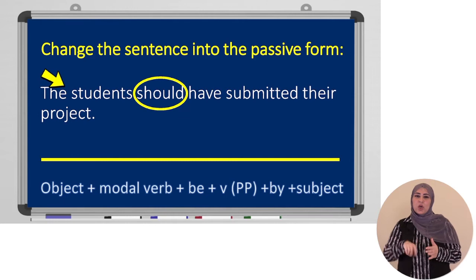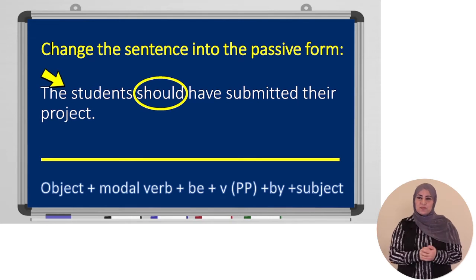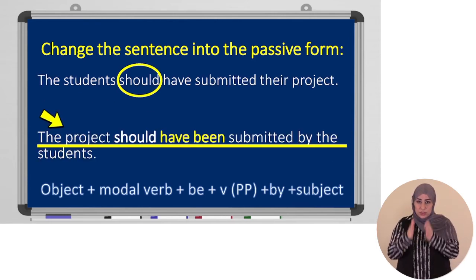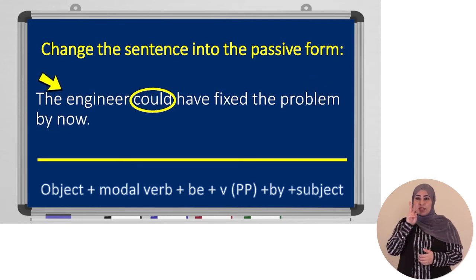And now another example. The students should have submitted their project. How do we write this down? We start with what? With the object. The project should have been submitted by the students. See how easy that is? Very, very easy. And we have here another example about the engineer. The engineer could have fixed the problem by now.